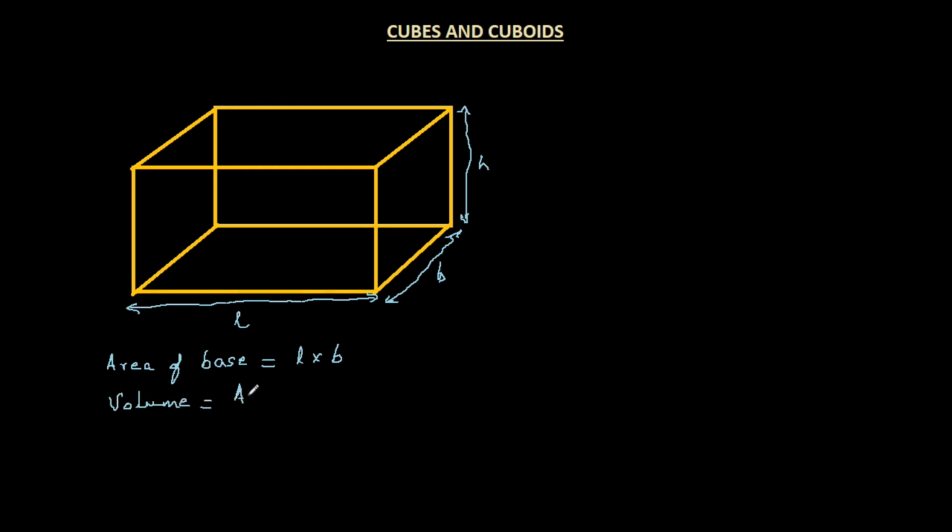And to find that, the formula for the volume will be nothing but the area of the base times the height. In the case of a cuboid, the area of the base is length times breadth, and the height, as we see, is h. And since multiplication is associative, we can just say that the volume of a cuboid is nothing but the length times breadth times height.